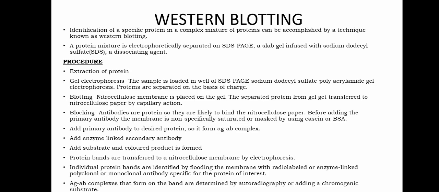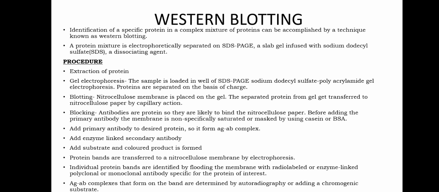The next immunotechnique is Western blotting. Western blotting is mainly used to identify a specific protein in a complex mixture of proteins. A protein mixture is electrophoretically separated on the SDS-PAGE. The procedure includes: first, our protein of interest is extracted. After that, gel electrophoresis is done.